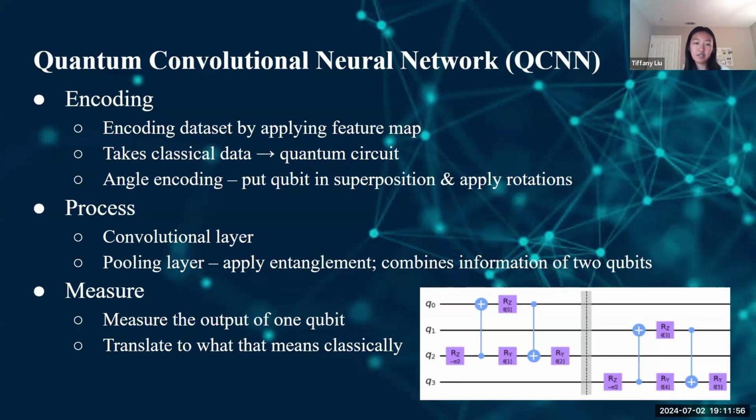As you can see in this diagram here, the data from Q0 is encoded into Q2, and then the data from Q1 is encoded into Q3, and towards the end, we can disregard Q0 and Q1, and we're just left with Q2 and Q3. So this pooling would reduce the number of qubits in our circuit by half each time that we apply this layer.